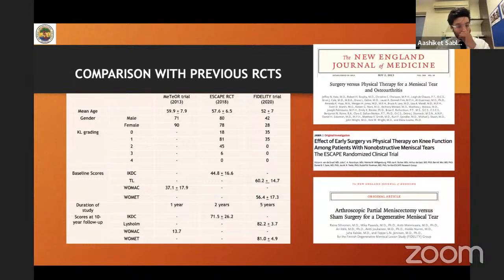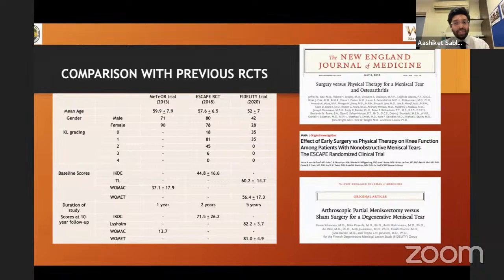So these were the RCTs I was talking about. Major RCTs have been done in the recent literature, which have compared APM with physiotherapy alone, with conservative management, as also with sham surgeries, and they have somehow shown that their lines of treatment have given better results than partial meniscectomy.